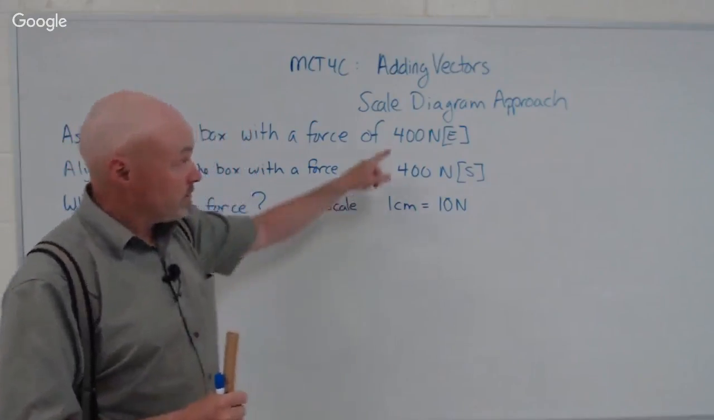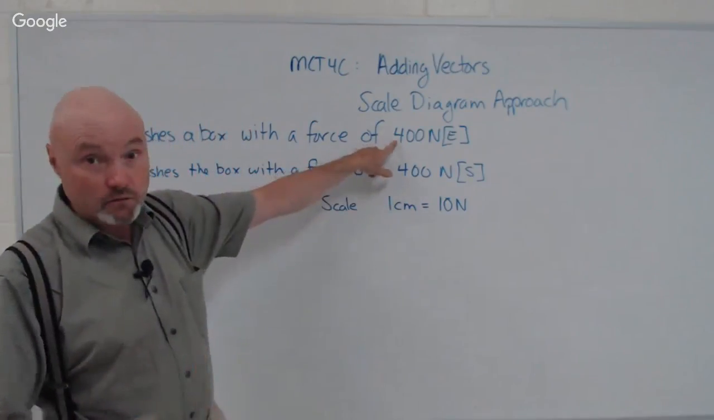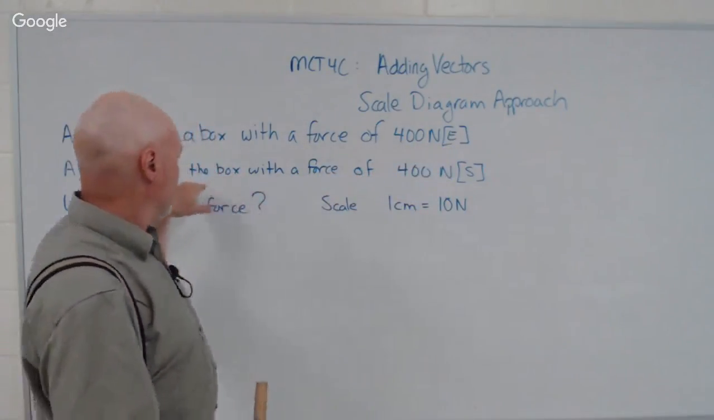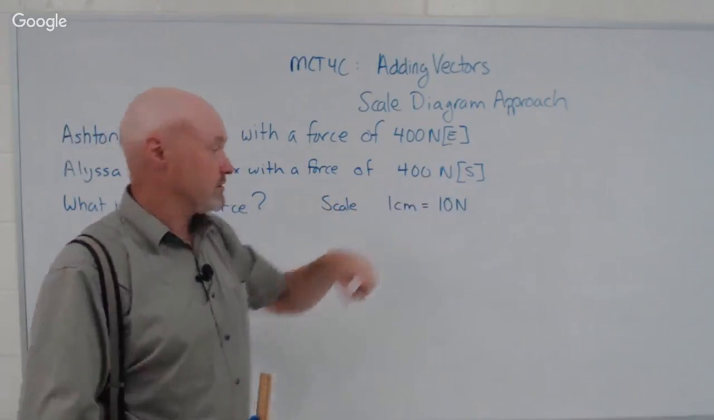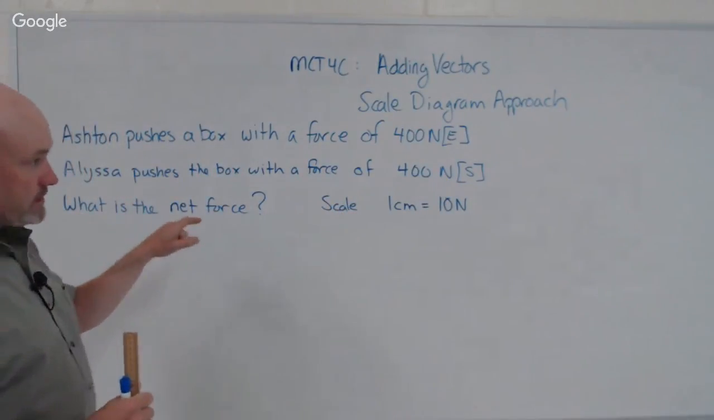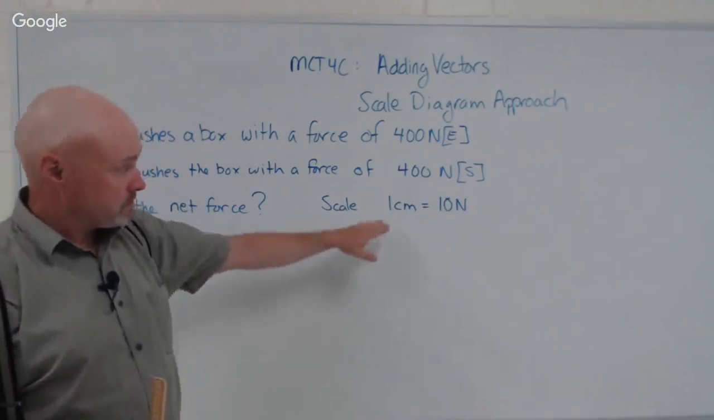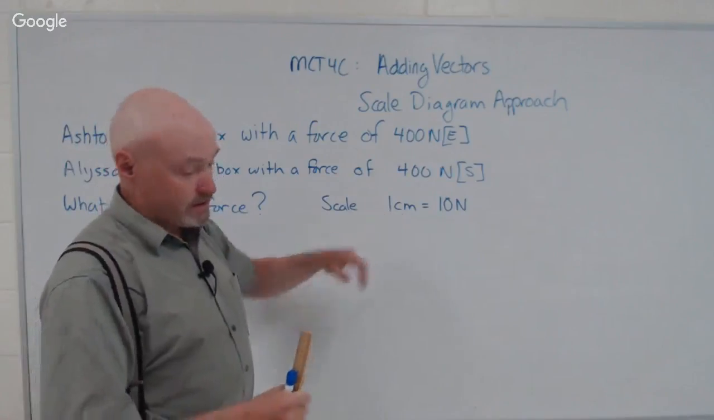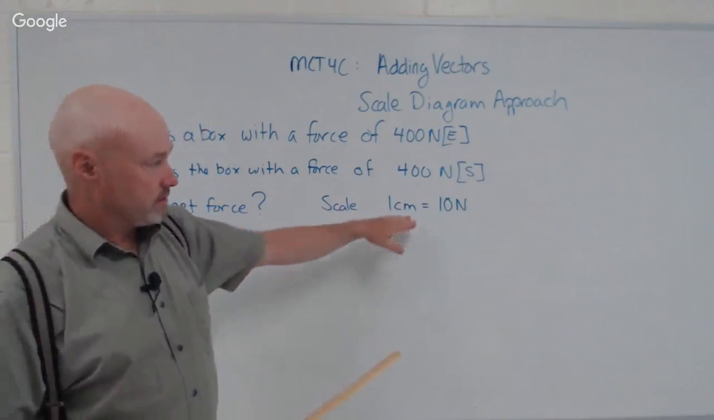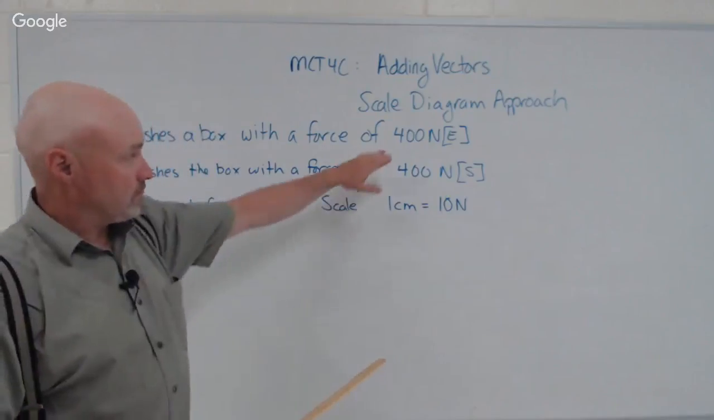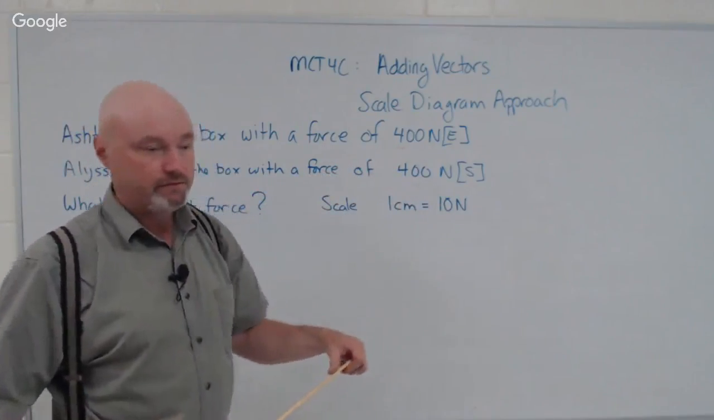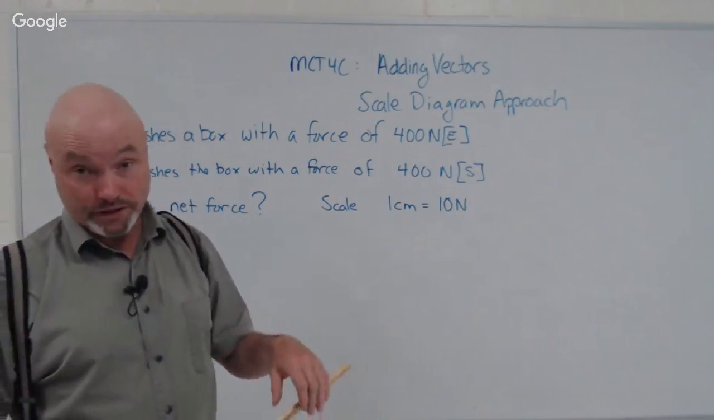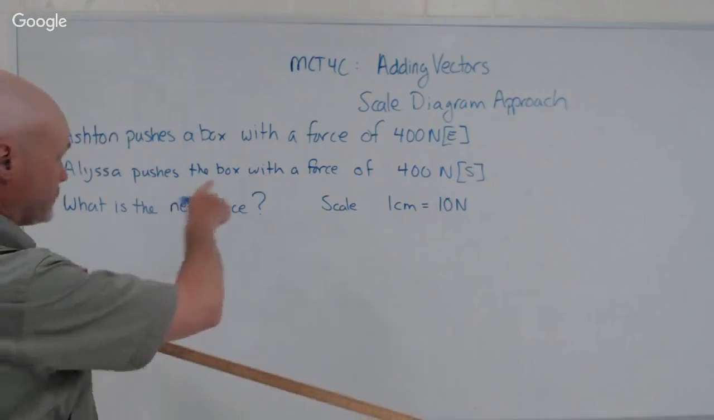Okay, so these are both vector quantities. The magnitude is 400 newtons. Ashton's direction is east, and Alyssa's direction is south. When we're using a scale diagram approach, we just make sure that we write down what our scale is. In this case, 1 centimeter on my meter stick is going to represent 10 newtons. And so 400 newtons is going to be 40 centimeters. I recommend that you do this on grid paper. It's just super easy. Okay, so I'm going to start out with Ashton.